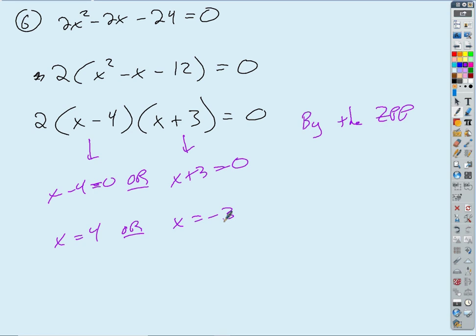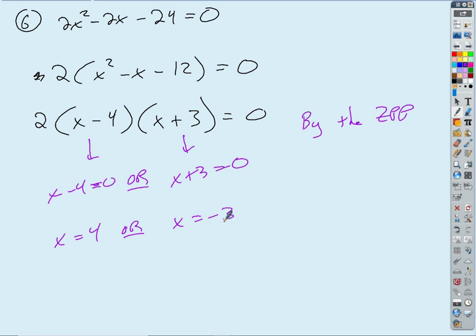Now, one other thing about this. Did that 2 really contribute to the answer? No, because 2 is a constant. 2 can never be 0. Only the factors that had variables in them could ever equal 0, right? We could choose the correct values of x that make those factors equal 0, right?